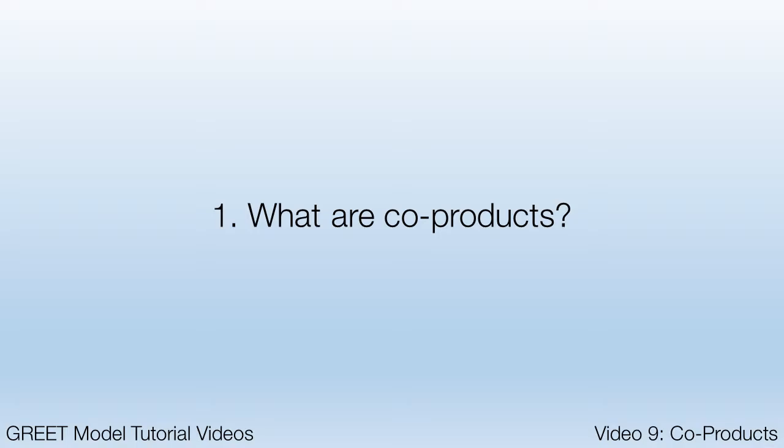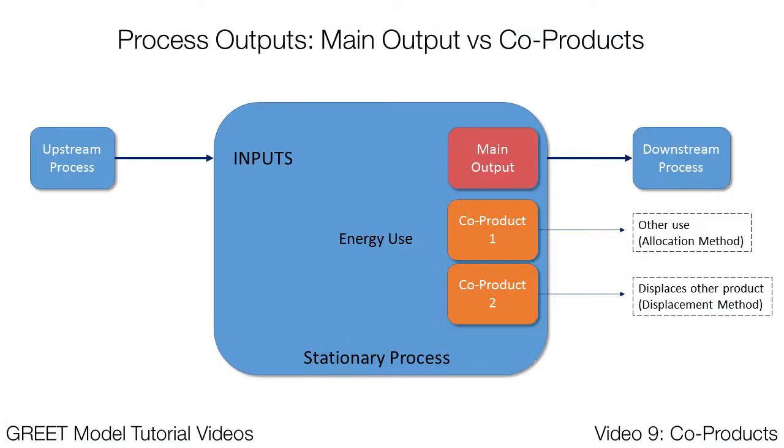In life cycle assessment, a product is a processed good or a service resulting from a process. And if that process happens to have more than one product, they're called coproducts. In GREET, there's always a main output that will be used downstream in the pathway, and all other products from a process besides the main output are referred to as coproducts.